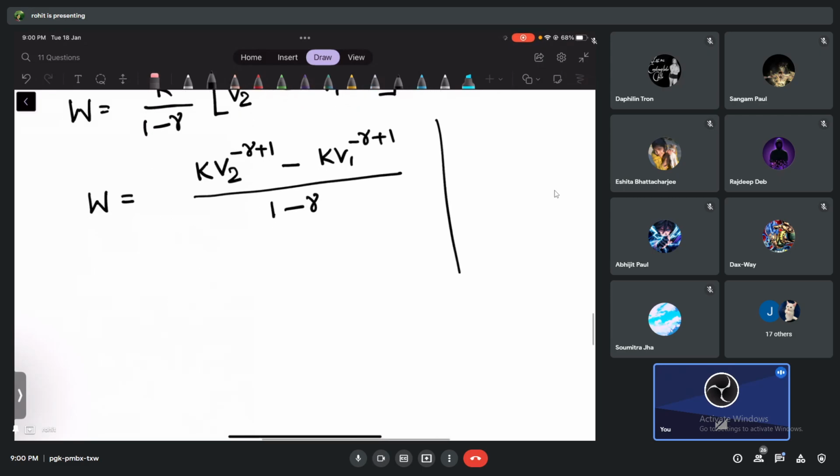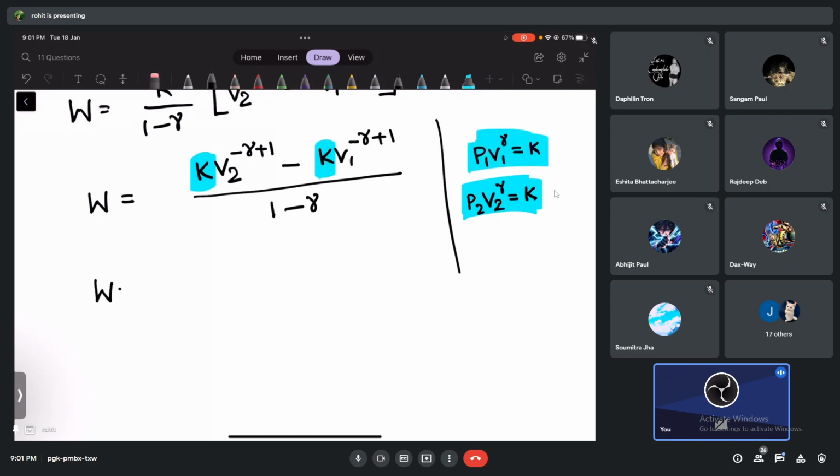And there's one more thing waiting for us. What is that? P1 v1 to the power gamma is equal to how much? K. And P2 v2 to the power gamma is equal to how much, guys? K. So in place of this k, look at this. This k, I'm going to use this one, and in place of this k, I'm going to use this one, because that will help us to simplify.